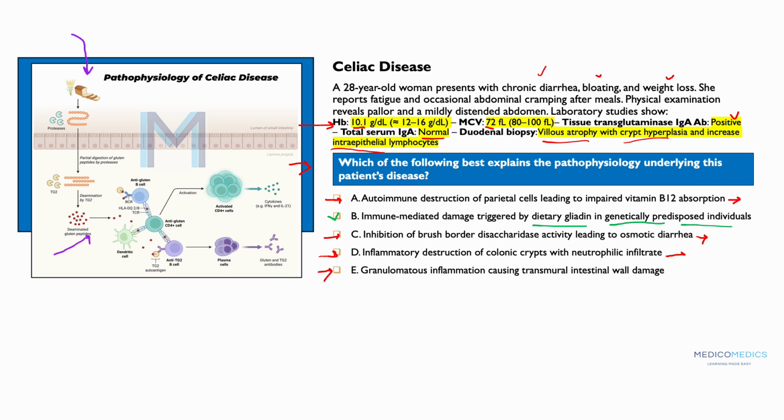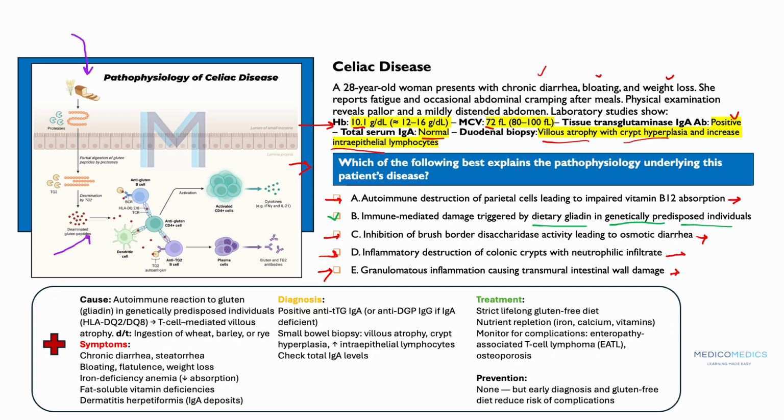And finally, granulomatous inflammation causing transmural intestinal wall damage. Well, this describes Crohn's disease, which causes transmural inflammation and non-caseating granulomas anywhere in the GI tract. So celiac disease is a mucosal level small bowel disorder compared to Crohn's disease. Now let's briefly review celiac.